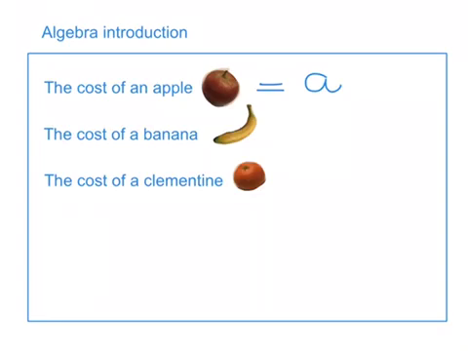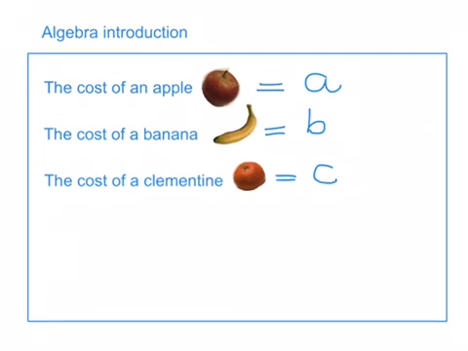And in the same way, I can say the cost of a banana is represented by this letter B, and the cost of a clementine is represented by the letter C. So now I have got my letters of the alphabet, A, B and C, to represent the cost of an apple, the cost of a banana and the cost of a clementine. Much quicker for me to write down A's, B's and C's than it was all of those words.